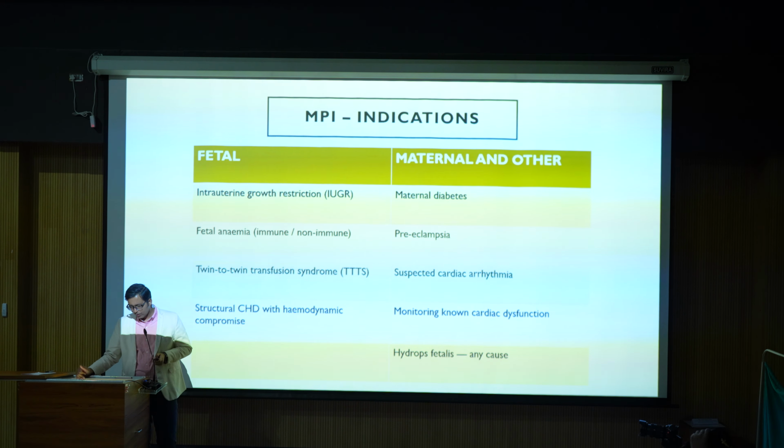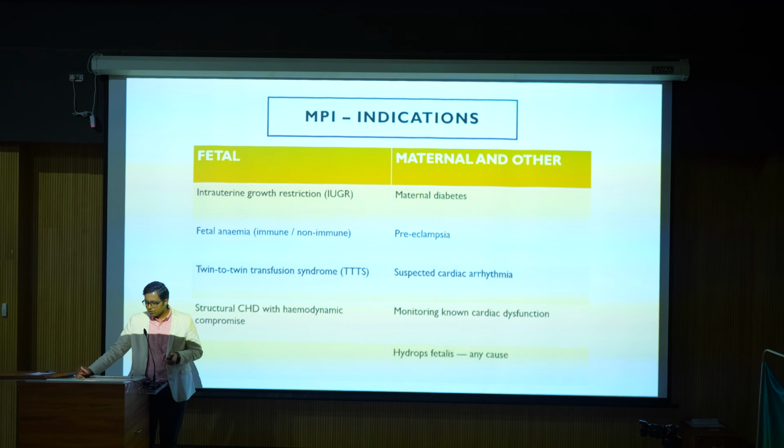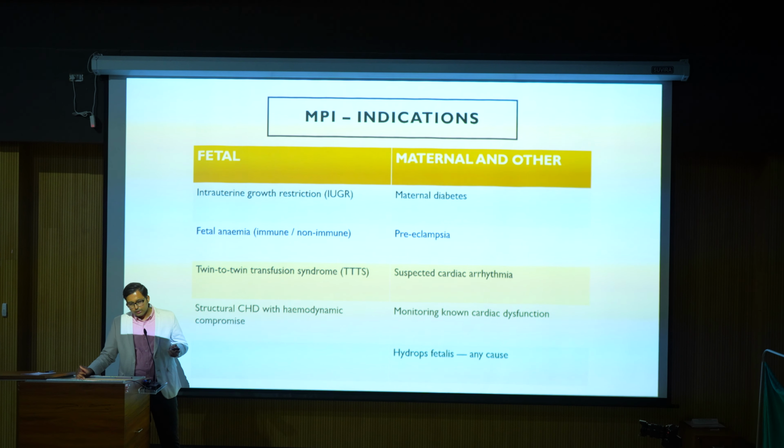So what are the indications where you should definitely consider doing MPI? There are two groups, fetal or maternal factors. For the fetus, obviously IUGR, any fetal anemias, whether immune or non-immune, TTTS cases, or structural CHD with hemodynamic compromise, you should consider doing MPIs. The maternal factors, obviously diabetes, preeclampsia, cardiac arrhythmias, all those cases you should definitely consider doing MPIs.